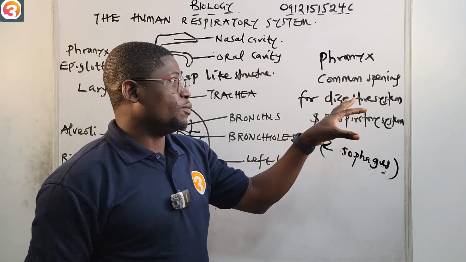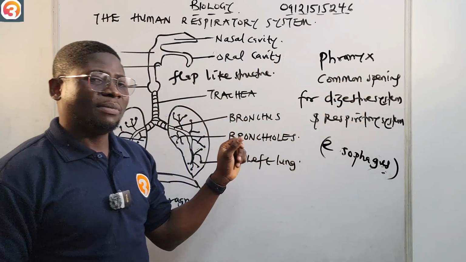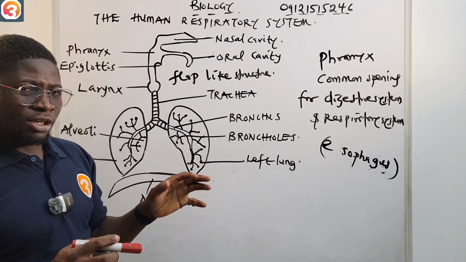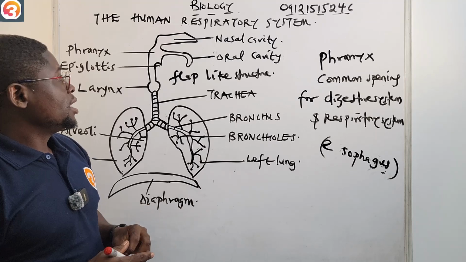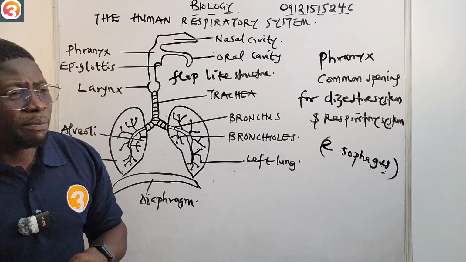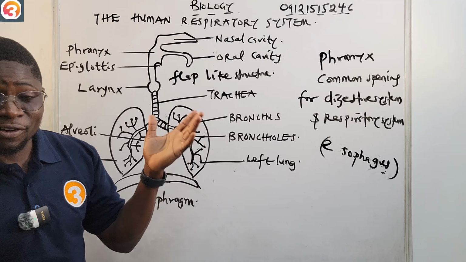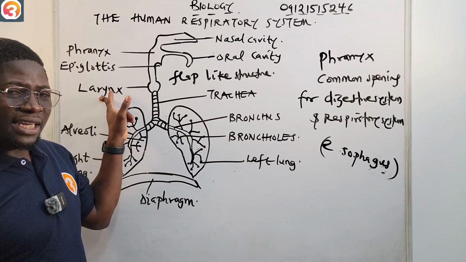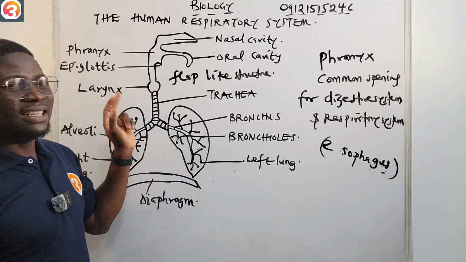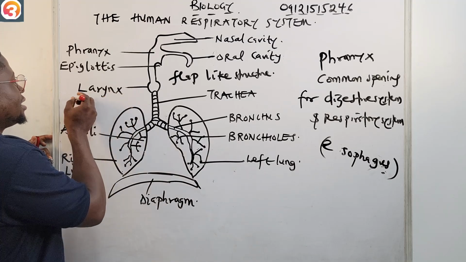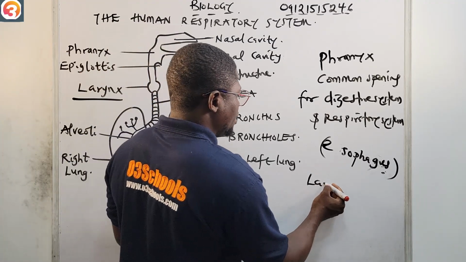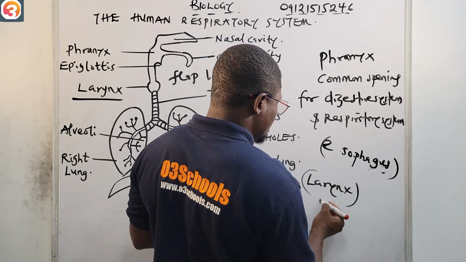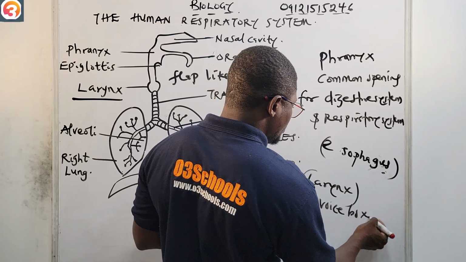So the pharynx is a common opening for both the digestive system and the respiratory system. It helps to separate both systems. Now, the air, sorry, not food, the air now goes to the larynx. Okay, so the larynx, LARYNX, is the voice box.